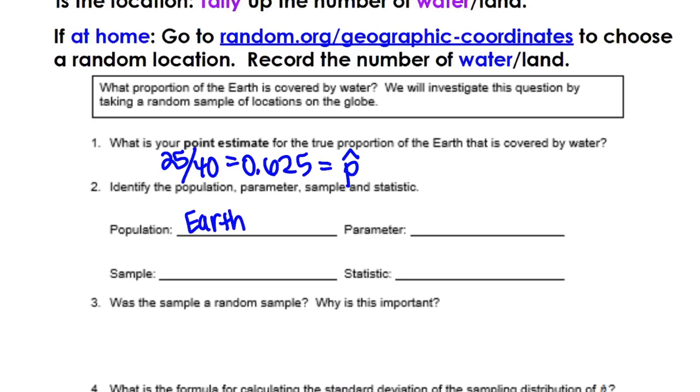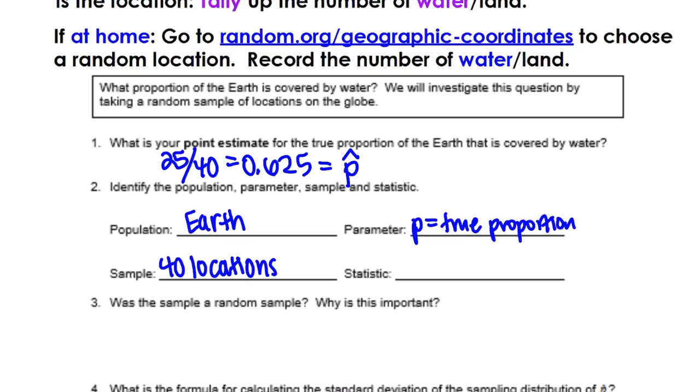And our sample is the 40 locations. These may vary depending on what you had in class. If you weren't in class though, then this is what I want you to be copying down. The parameter, if we had p hat for our statistic, our parameter will be the letter P, and I always put the word true in front of it.